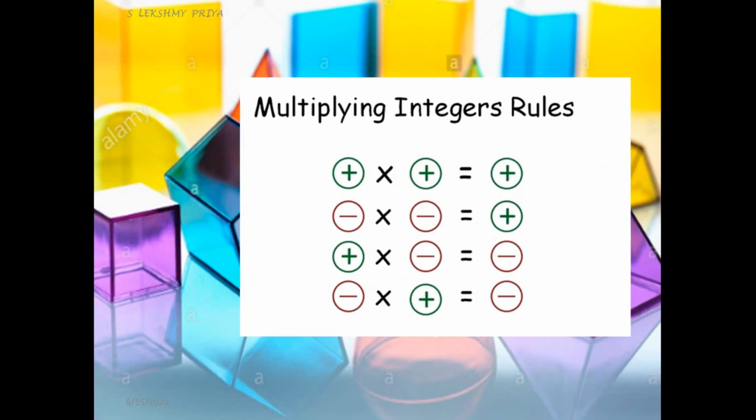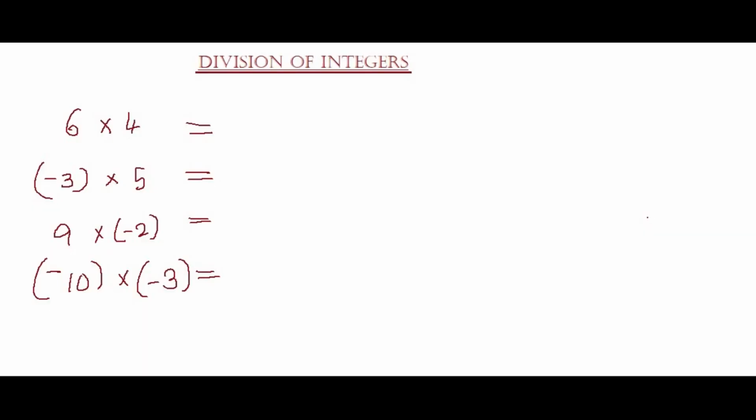So, just recollect the rules. When you multiply two positive integers, the answer is positive. When you multiply two negative integers, the answer is positive. When you multiply a positive integer with a negative integer, it is negative. And when you multiply a negative integer with a positive integer, it is again negative. Let's move to division of integers.